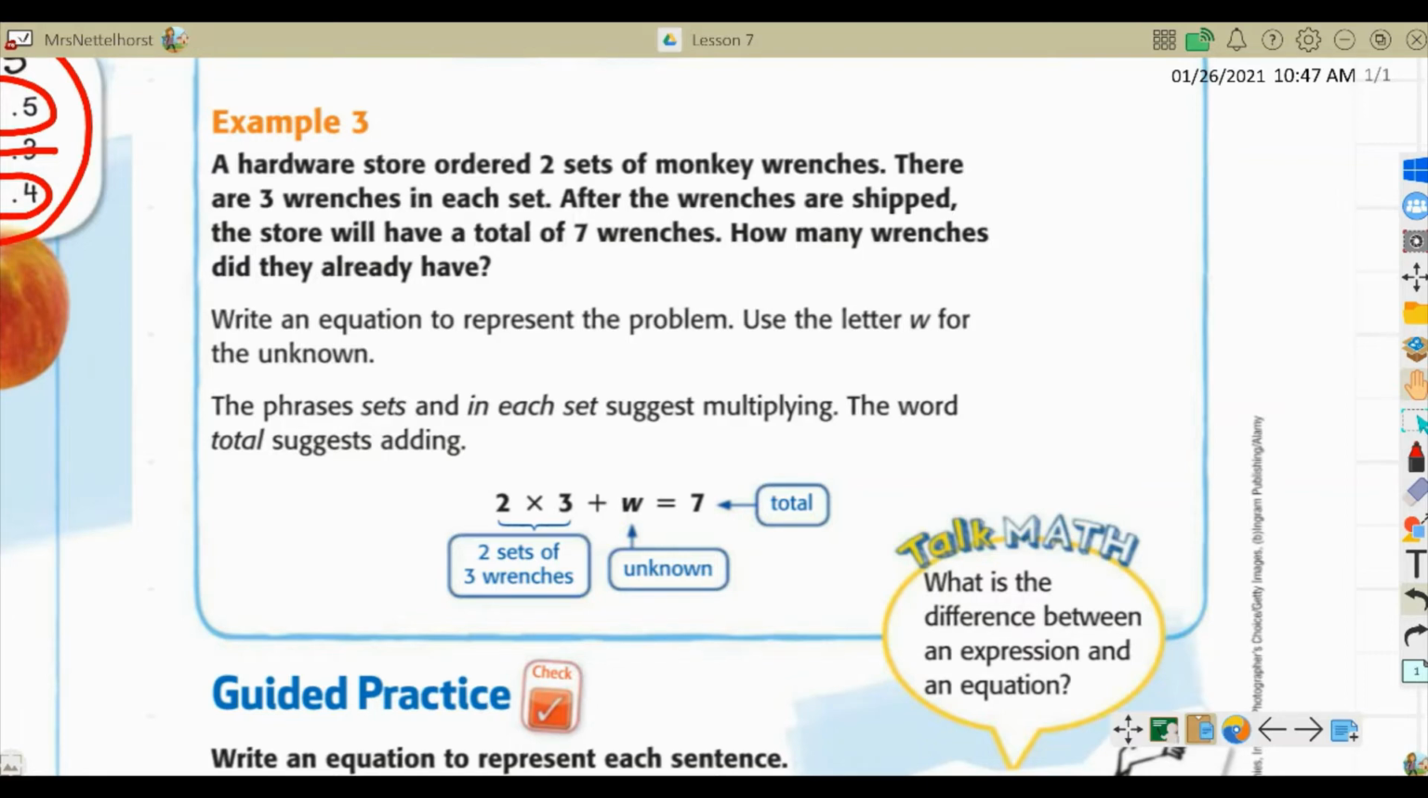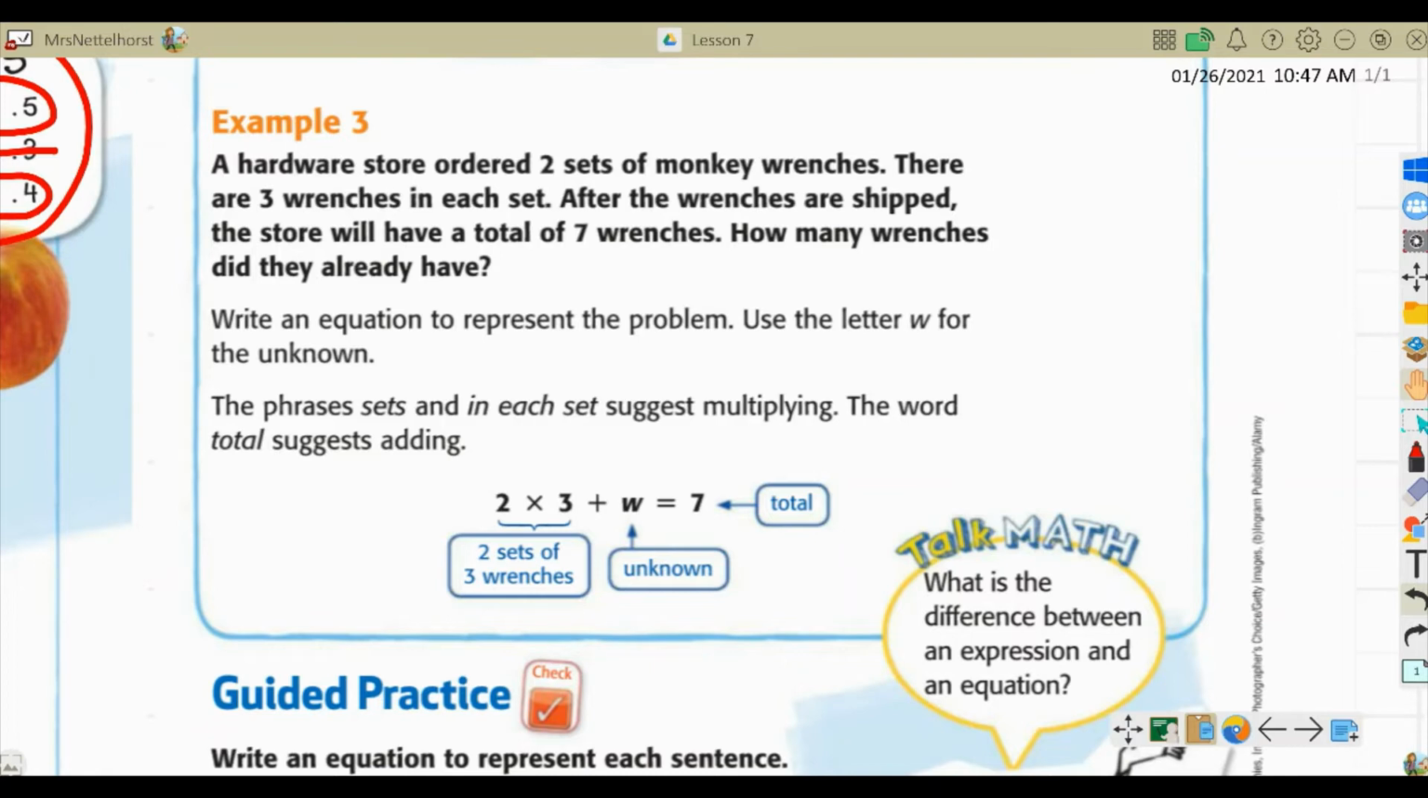Okay, so let's read it with the numbers. A hardware store ordered 2 sets of monkey wrenches. There were 3 wrenches in each set. After the wrenches are shipped, the store will have a total of 7 wrenches. Okay, so they ordered 2 sets of monkey wrenches. There's 3 monkey wrenches in each set. Then they're going to have a total of 7 wrenches.